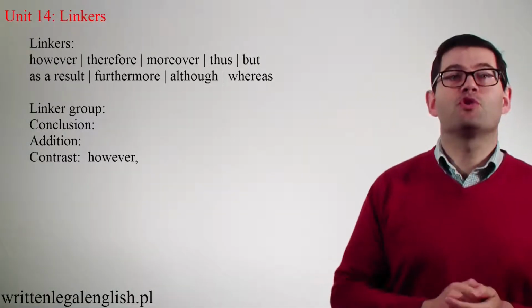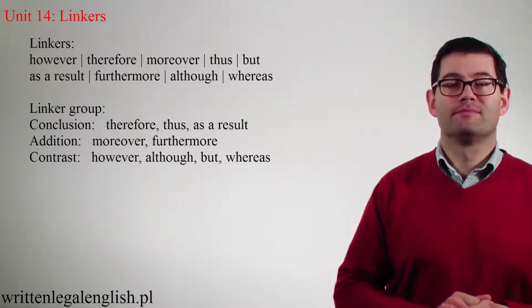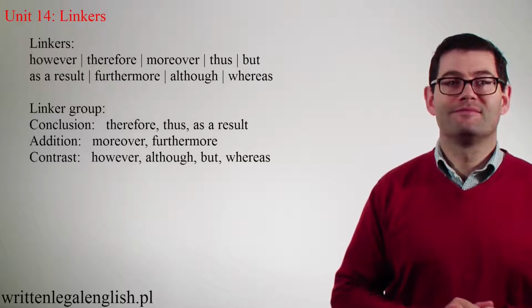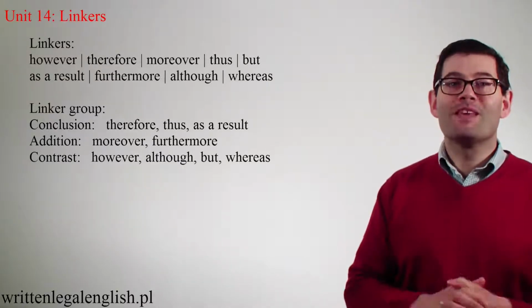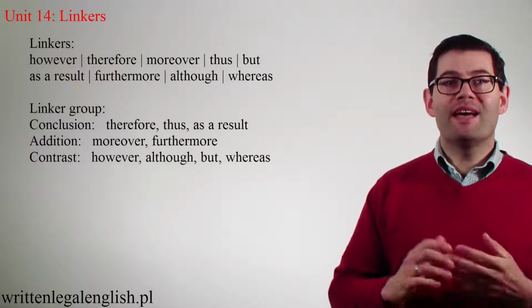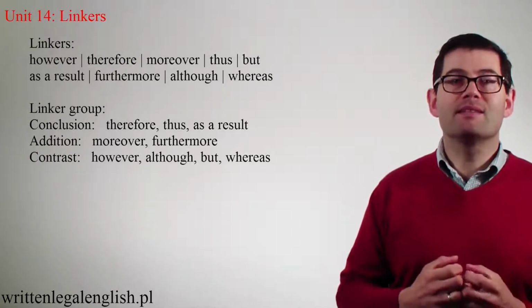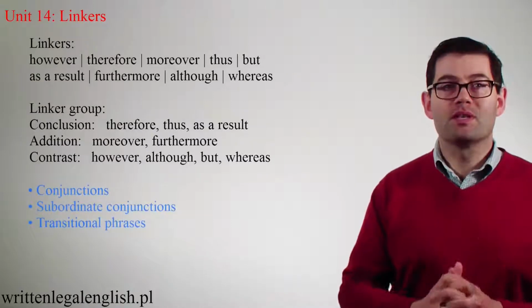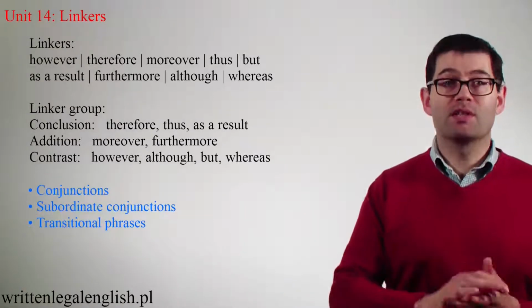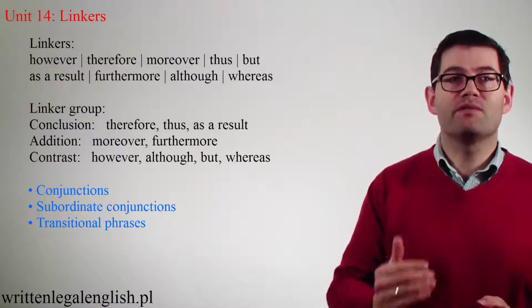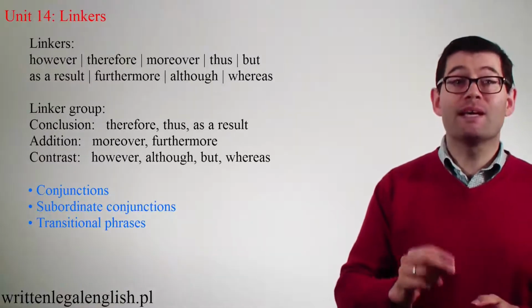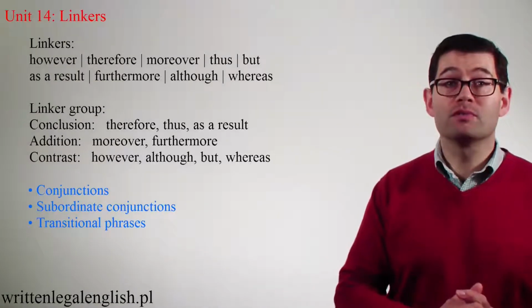This is what you should have. Easy peasy, huh? With explicit linkers, we have to understand how they work in terms of punctuation. Explicit linkers are made up of three groups: conjunctions, subordinate conjunctions, and transitional phrases. And each group has different punctuation rules.